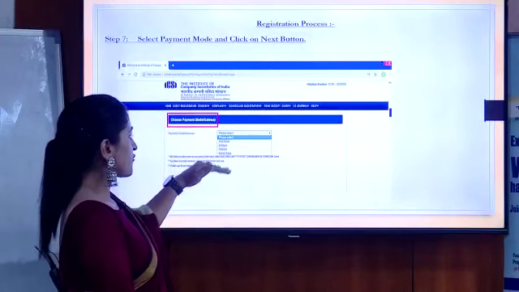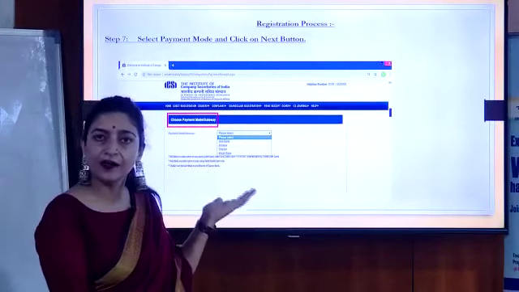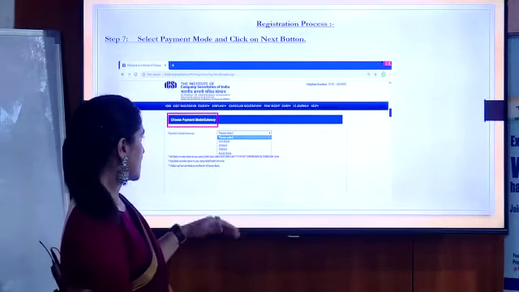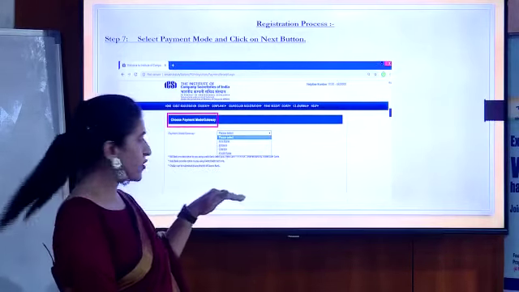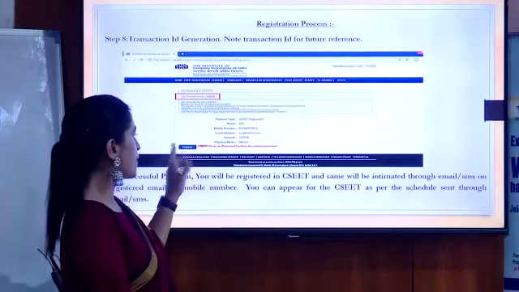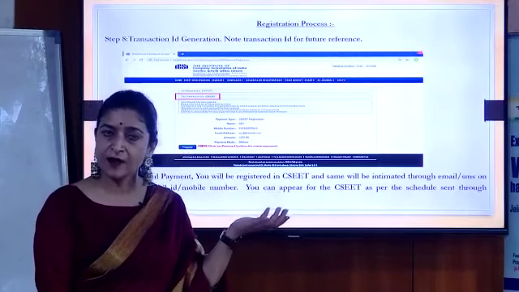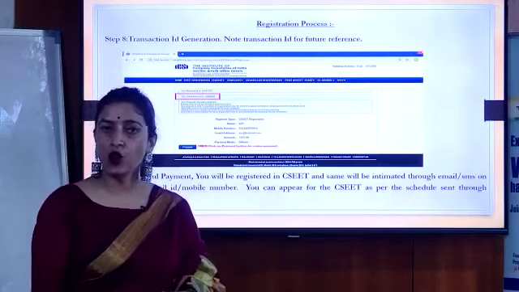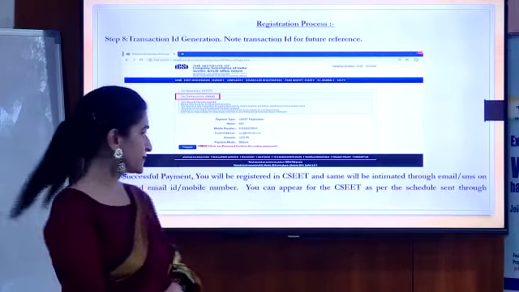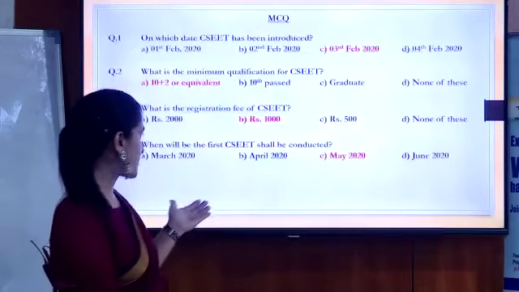There are a lot of payment options. You can pay using debit card, credit card, or challan. Bank challan option is also there. You can choose any one of them. After that you can click on proceed, and once you click on the proceed button, your application for CSET will be submitted, and you will get intimation over email or SMS. This is how you can register for the CSET examination.